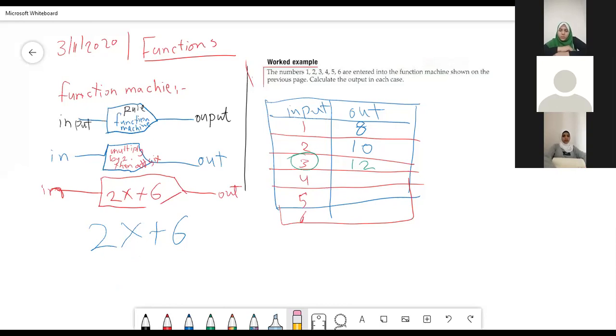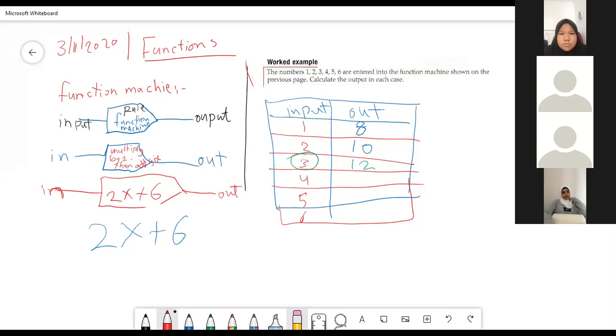Teacher, I don't understand. Who are you, Yahya? Yeah, Yahya. Okay, Yahya, we said that the function machine is like this. Do you see it? Yes, teacher, I see.